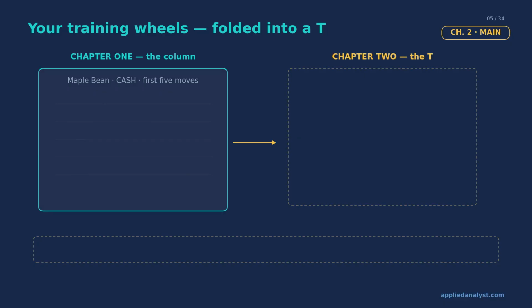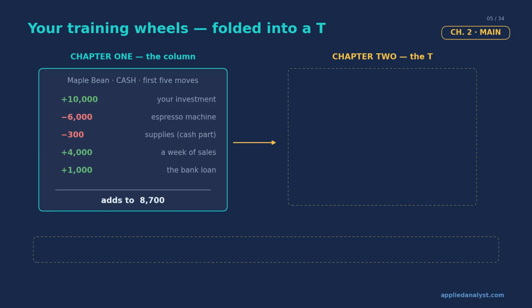Maple Beans Cash. First 5 moves of the month, exactly how Chapter 1 taught you. Plus $10,000, your investment. Minus $6,000, the espresso machine. Minus $300, supplies. Plus $4,000, a week of sales. Plus $1,000, the bank loan. The column adds to $8,700. Those were your training wheels, and you rode them like a champ.